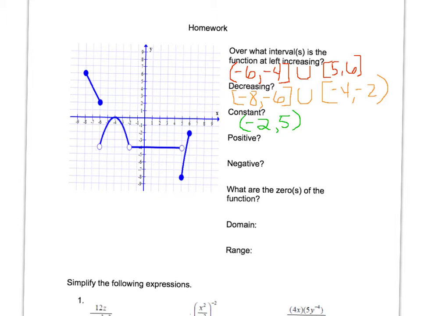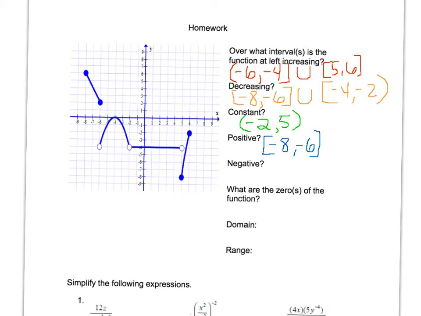When we're looking at positive, remember positive is referring to the parts of the graph that are above the x-axis, so everything that is above this line here. In this case, I just am looking at this one certain piece of the graph, and so I would write that interval as -8 to -6. Both of the endpoints have solid dots, so those are going to get brackets.